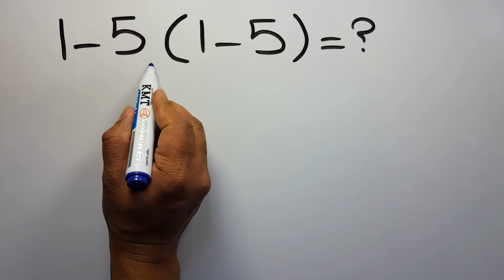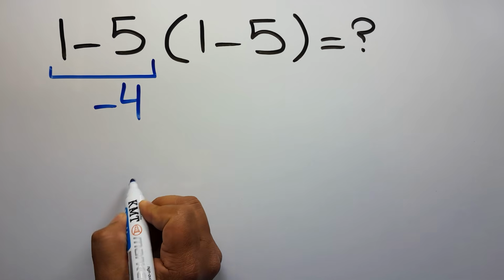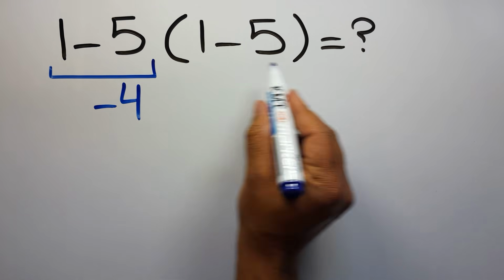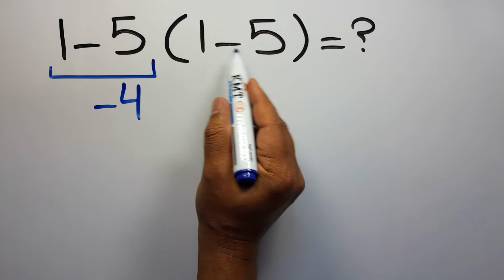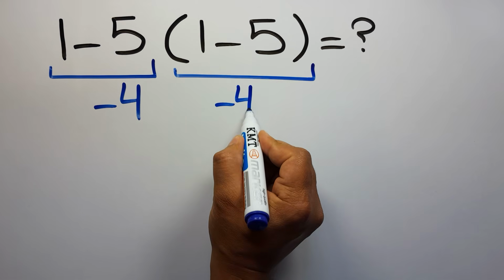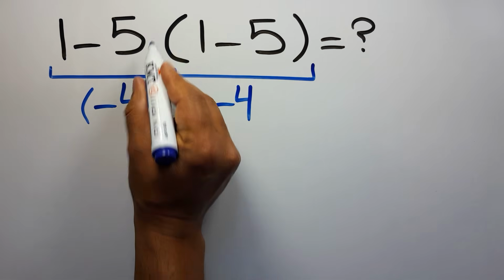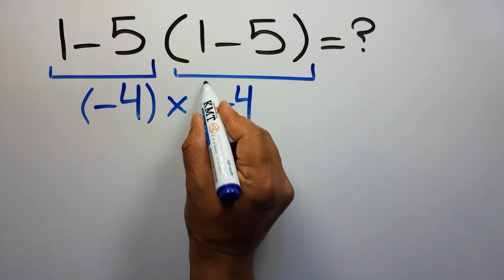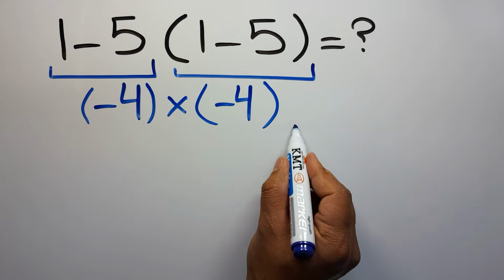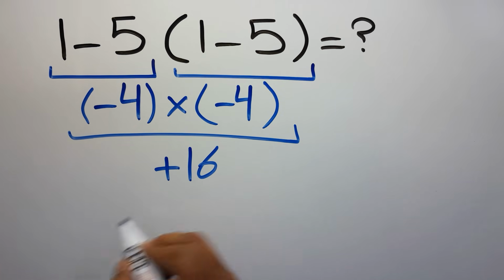1 minus 5 gives us negative 4. And again, here inside this parentheses, we have 1 minus 5. So negative 4 times negative 4, which equals positive 16.